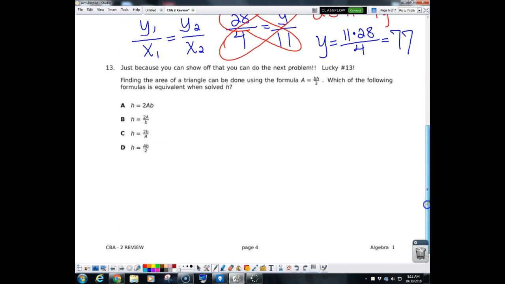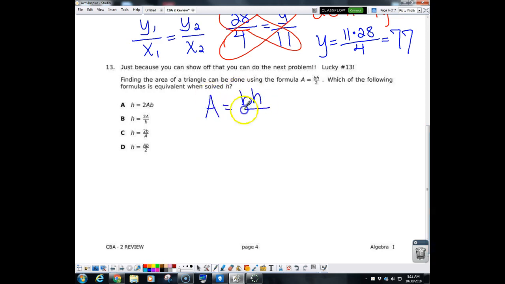Okay, so now you do have an extra one that it's going to be on the test, so we have to go over it. So finding the area of a triangle can be used by the formula A equals base times height divided by 2, right? Which of the following formulas is equivalent when solved for h, right? So remember, this is when you want to do your C-do.